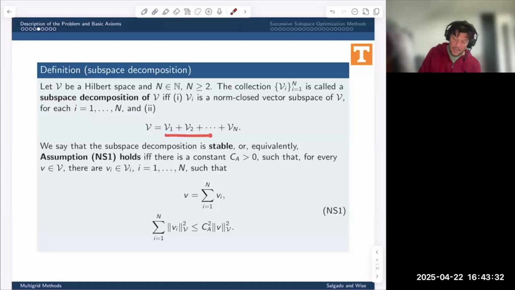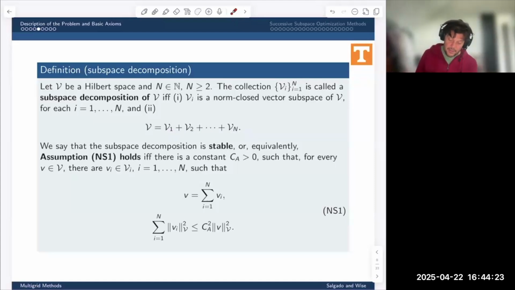It means the set of all possible linear combinations of N points from these N subspaces gives me a point which is in V. In fact, it gives me all the points that are in V. So we say that this subspace decomposition is stable, or equivalently that assumption NS1 holds, if and only if there's a constant C_a greater than 0, such that for every V in the ambient space, there are elements from these N subspaces such that I can add those elements up in a linear combination to get V back. That's just the linear combination part.